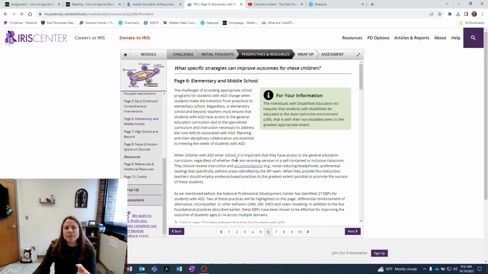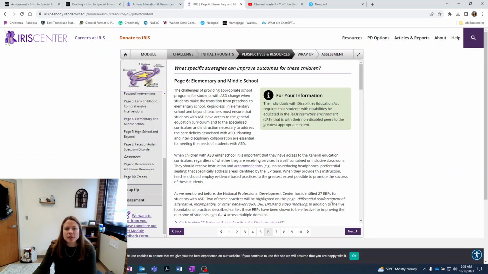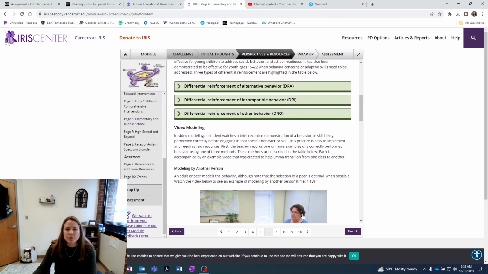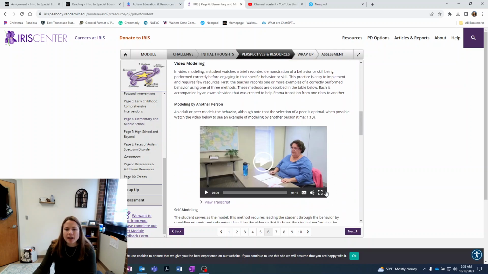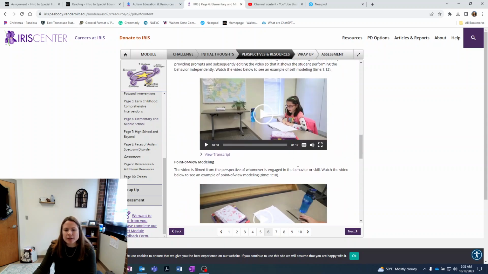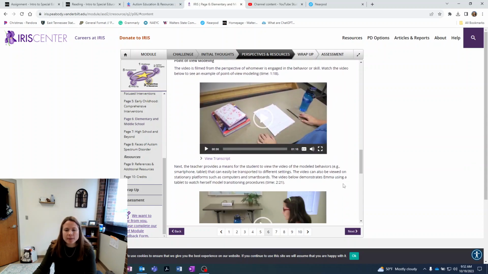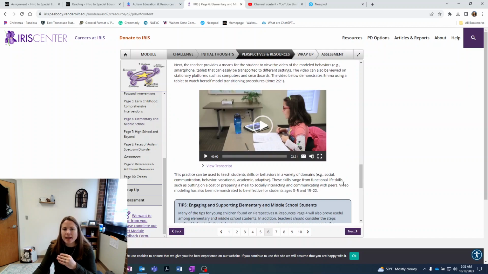Then we look at a bigger age level, such as elementary and middle school, and what kind of supports we can put in for them. You'll see it's not in terms of visual, but reinforcement, the different types of reinforcement, and modeling. There are some great videos that give you an example of how to support and model this for a student of this level or age group.